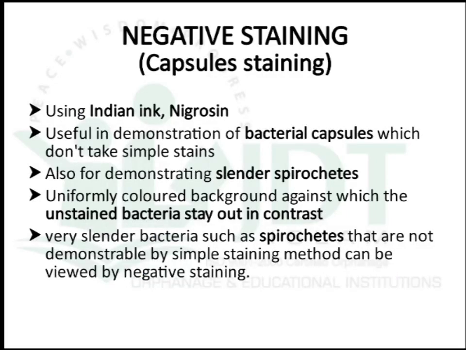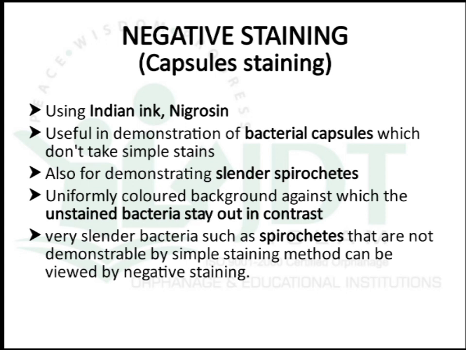Now coming to the next, staining for special characters: negative staining, also known as capsule staining. In this we will use Indian ink and nigrosin, and this is mainly useful for the demonstration of bacterial capsule, which is seen outside the cell wall. It usually does not take the stain, and it can also be used for demonstrating slender spirochetes. So we will get a uniformly colored background against which the stained bacteria stay in contrast.